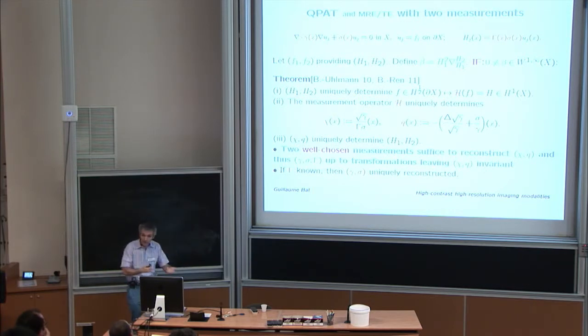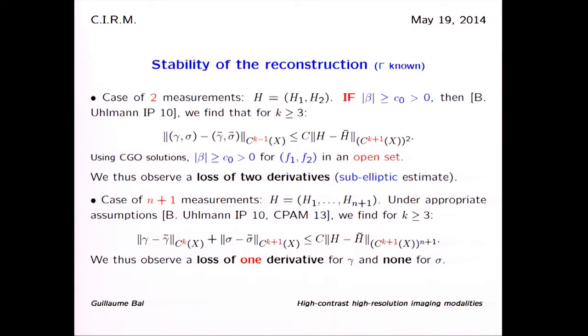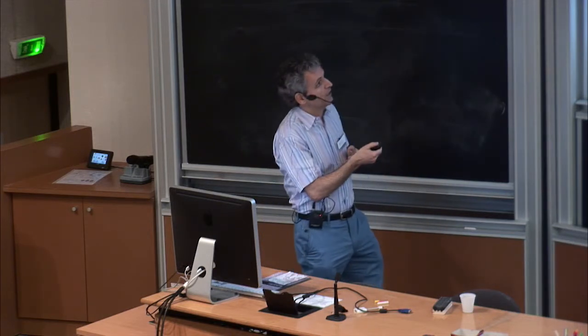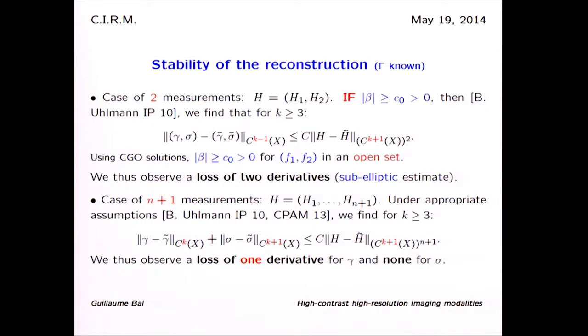That's how the formula goes. There's an explicit formulation for chi and q, and you see that tweaking those equations a little bit gives us chi and q relatively quickly. Okay, so this explicit formulation allows us then to look at the stability estimate. If we have two measurements, H1, H2, and H tilde 1, H tilde 2, and we assume that we've made some errors between H and H tilde, how is this error propagating into the reconstruction?